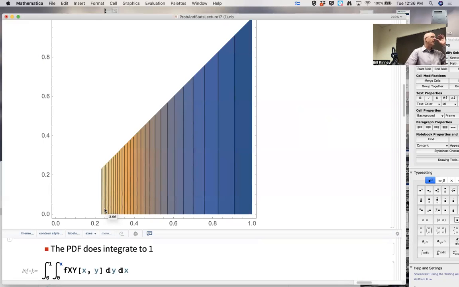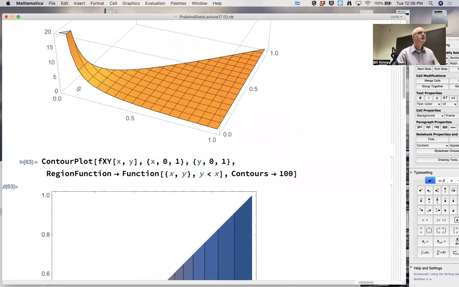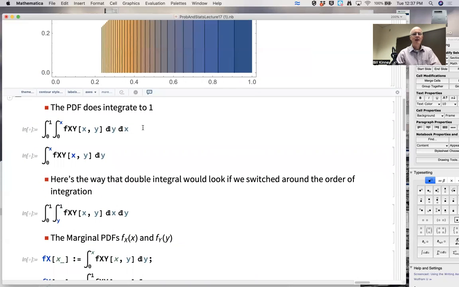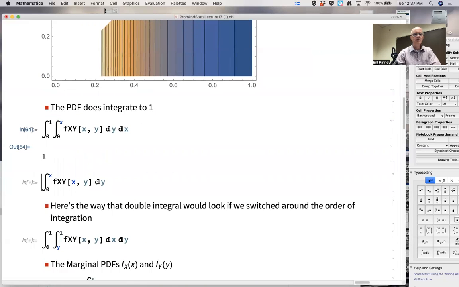Thinking intuitively about probability, most of the probability is down here where the density is higher. That's where most of the volume under the graph is. So if you simulate data from this distribution, most of the points should be low in value for x and y. I can simulate it here. Yes, Mathematica can confirm the PDF does integrate to 1.